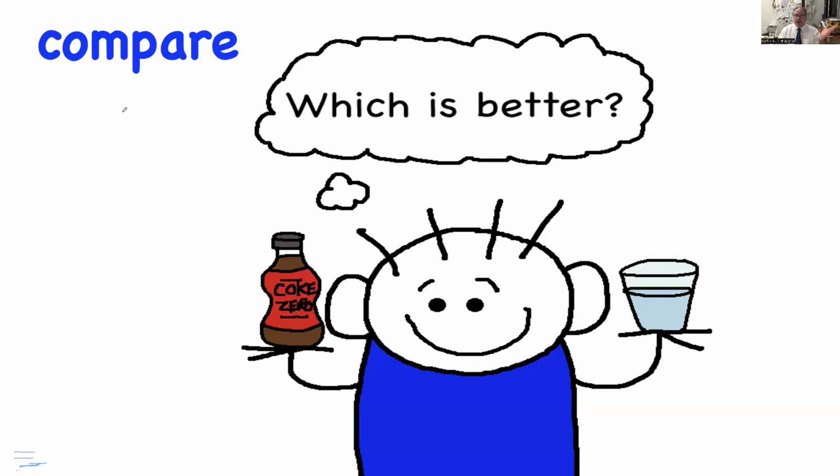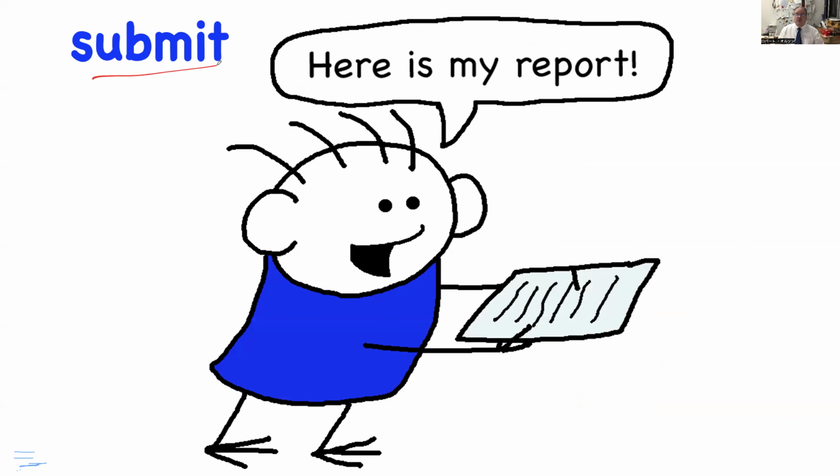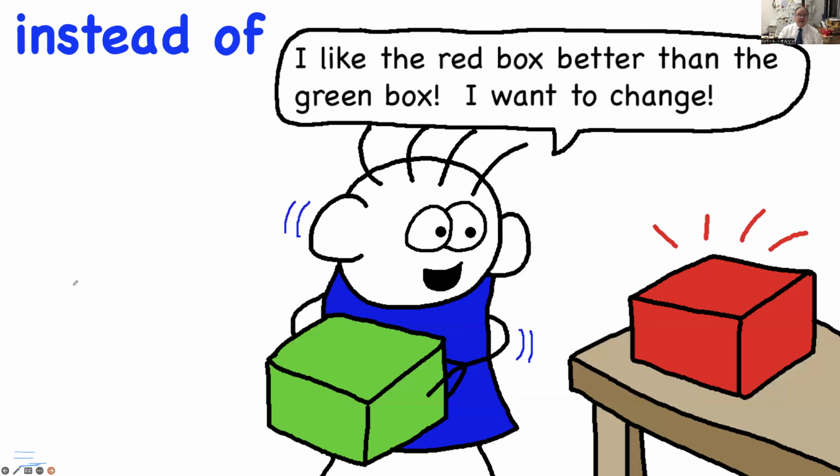Then you compare. Compare means to take two or more things and ask which one is bigger, which one is better, which one is harder, which one is easier. So in this case, Spike is comparing Diet Coke and water. He's saying which one is better. Okay, that's compare. Submit. Submit means to give something to someone and they will tell you if it's okay or not okay. You submit a report, you submit homework, you submit an application for a job or an application for a visa.